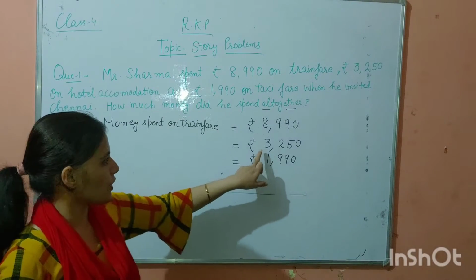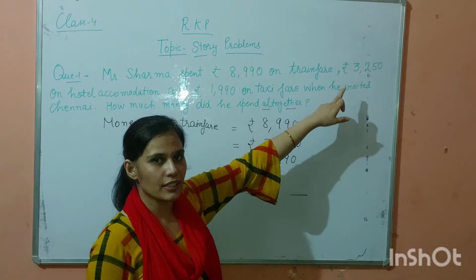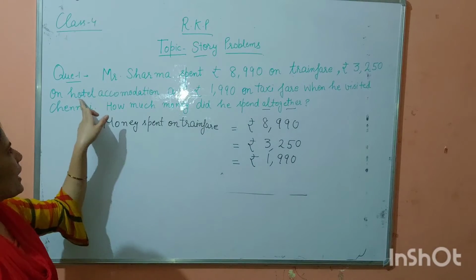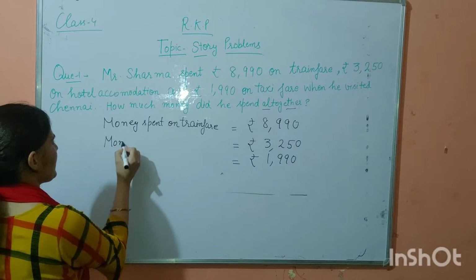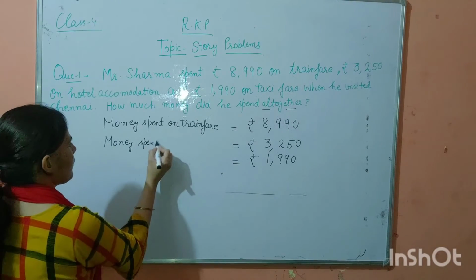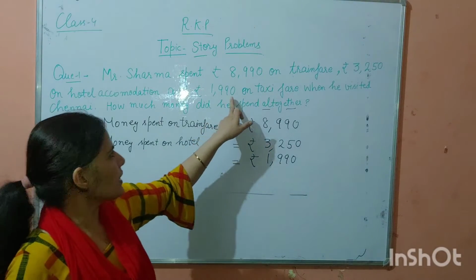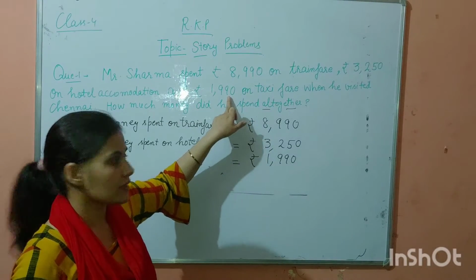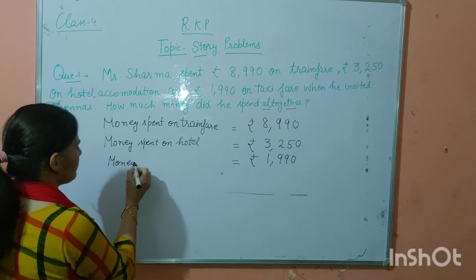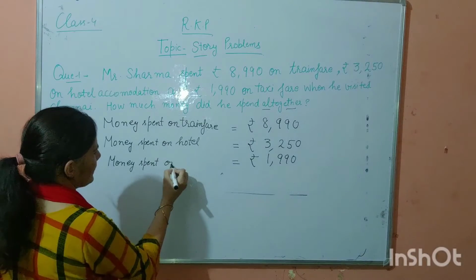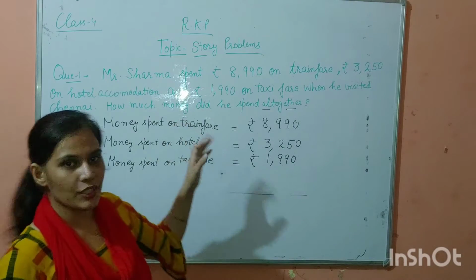Okay. Now the second question, what is 3,250? You can see that is the money spent on hotel accommodation. So write this statement here, money spent on hotel. And what is 1,990? It is the taxi fare. So you can write money spent on taxi fare. Okay.